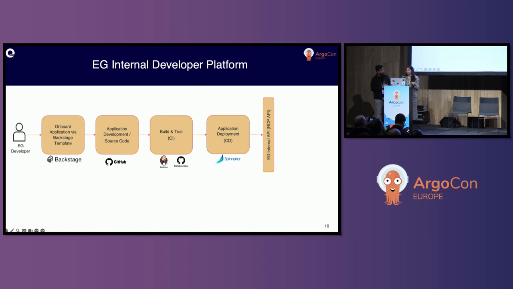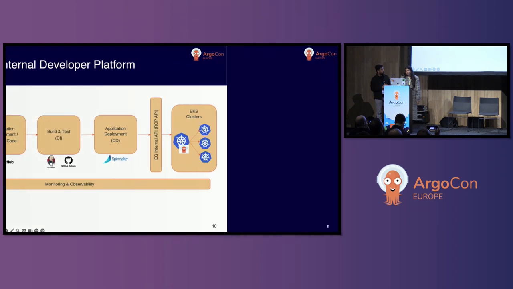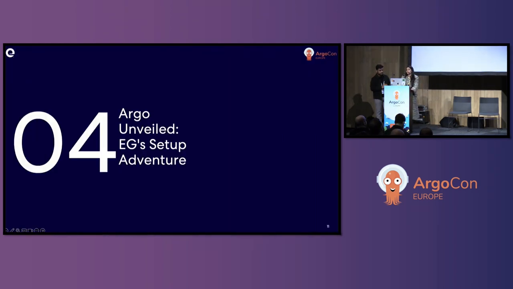It takes some information about the app, and it then hands it off to Argo CD, which then creates further resources, our EKS clusters, and everything. And of course, nothing gets overlooked. So we have some monitoring and observability tools set up as well. Now you might wonder how our setup for Argo looks like. I'll give you a little glimpse, and then I'll hand it over to Rajat for a deep dive.